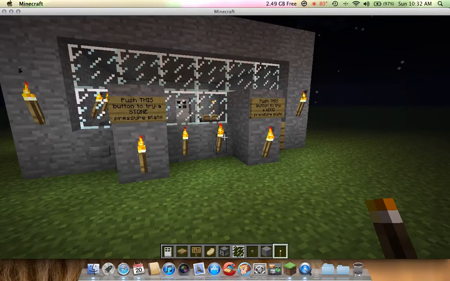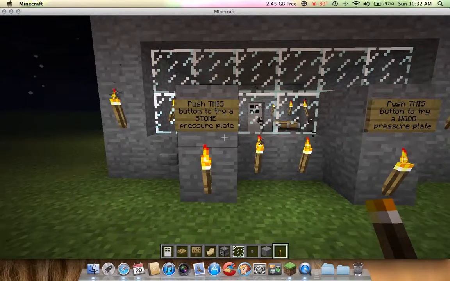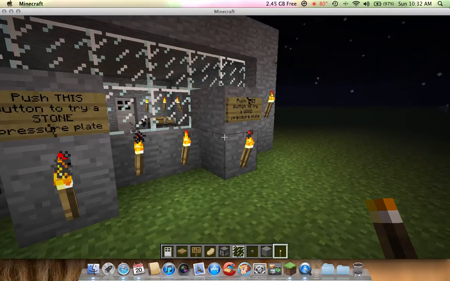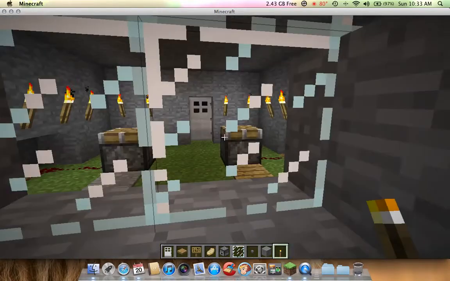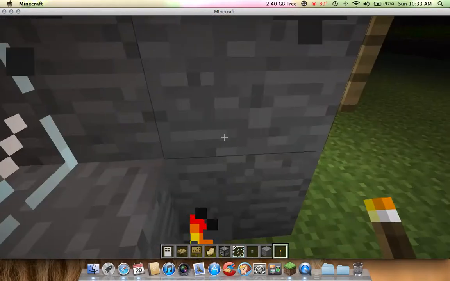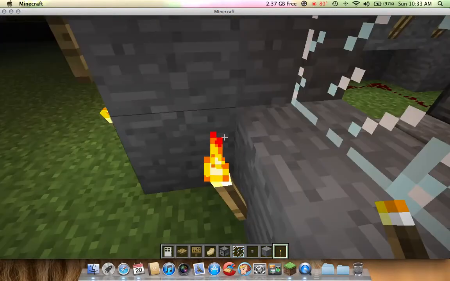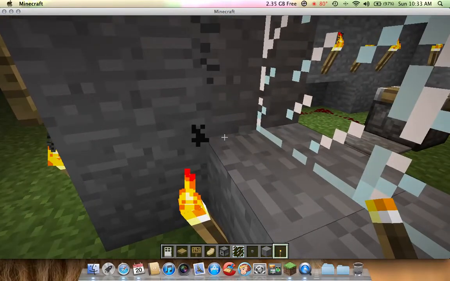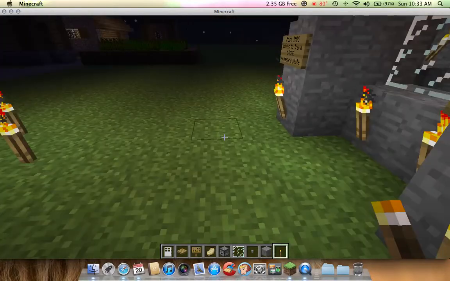I'm gonna demonstrate something if you guys are wondering which pressure plate you should use for your pressure plate machine. So I built a demonstration. It's really beautiful, I know. So I put two dispensers, a dispenser right here and a dispenser right here. I don't know which one's which. I put two different things in each.